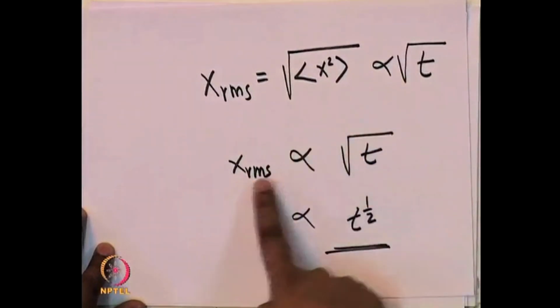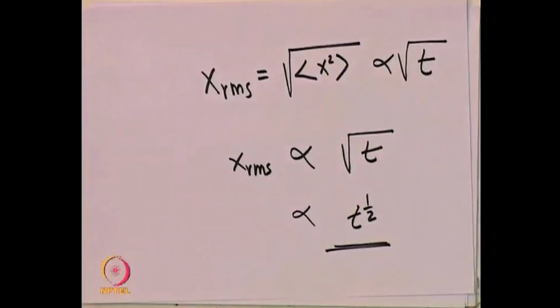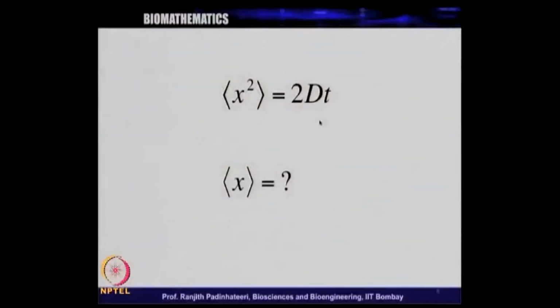In other words, x RMS is proportional to the square root of time, or proportional to t to the power half. So now the next question is, what is x average? We will calculate the x average the same way as we calculated the x square average. How did we do that?